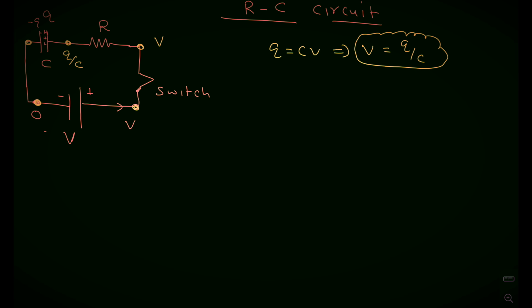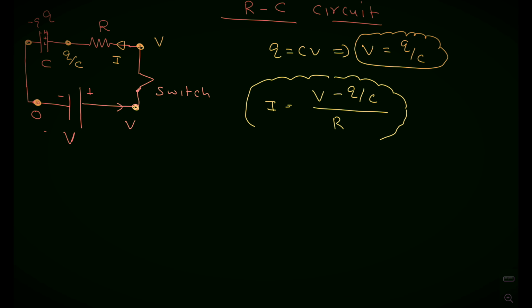Now this is the charge on the capacitor at any time t. At t equal to 0, the capacitor is completely discharged, no charge. Then suppose I write the equation of current passing through the resistor. I is equal to what? Potential drop, how much? This point potential is B, this point is Q by C. Then I is equal to (B minus Q by C) upon R. This is the current passing through the resistor at time t.